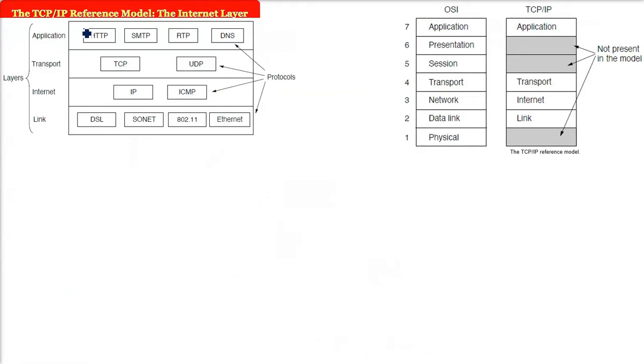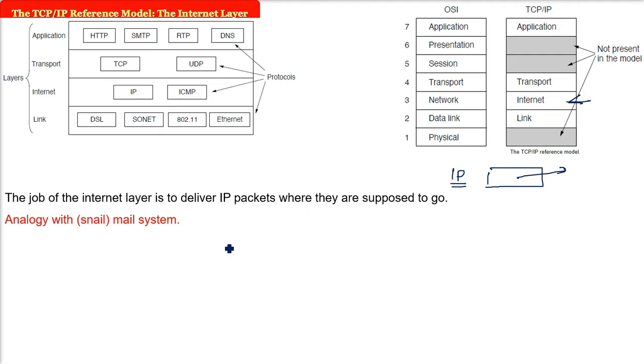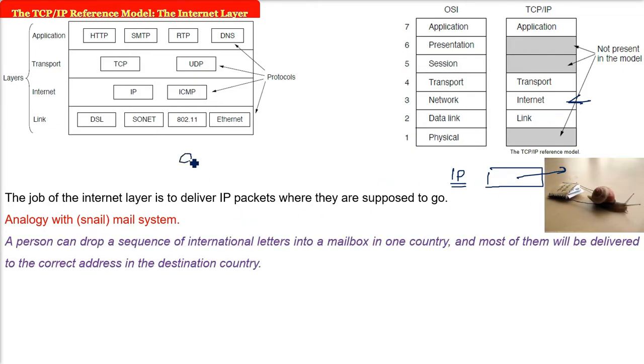Coming to the second layer, that is the internet layer. The job of the internet layer is to deliver the IP, Internet Protocol, packets where they are supposed to go, to the destination. Now, in order to understand this, just think about an analogy with the snail mail system. A person has a number of letters he wants to send internationally, so he just drops all these letters into a mailbox in his country.